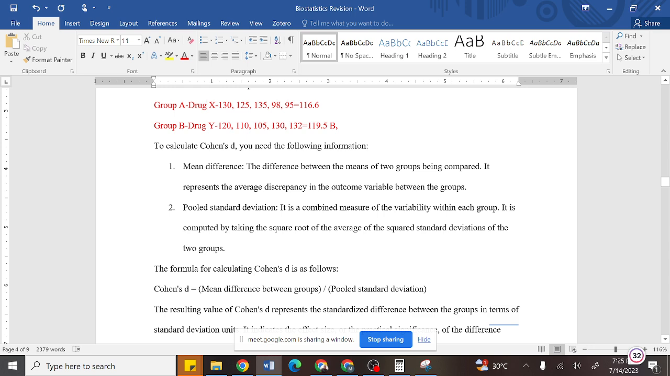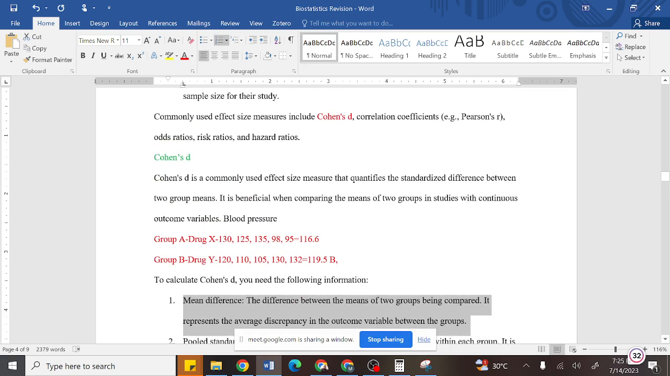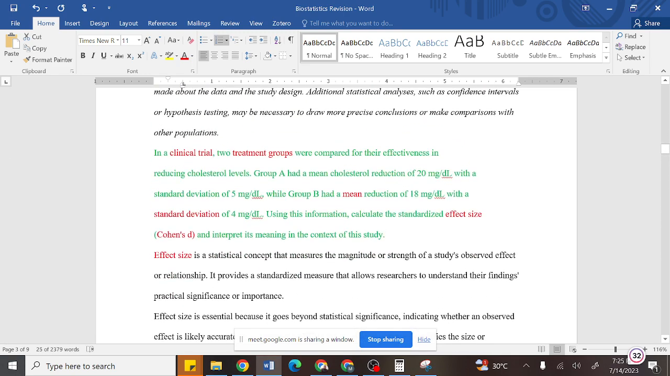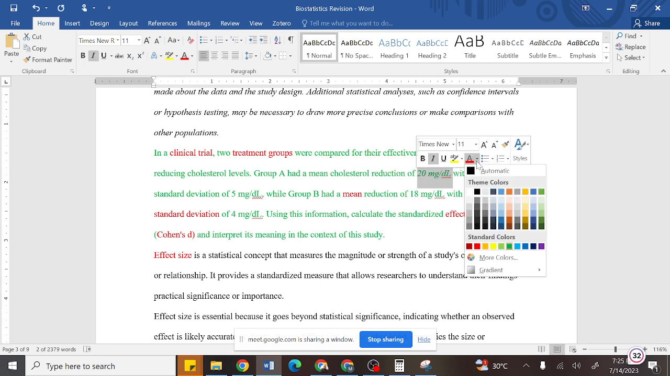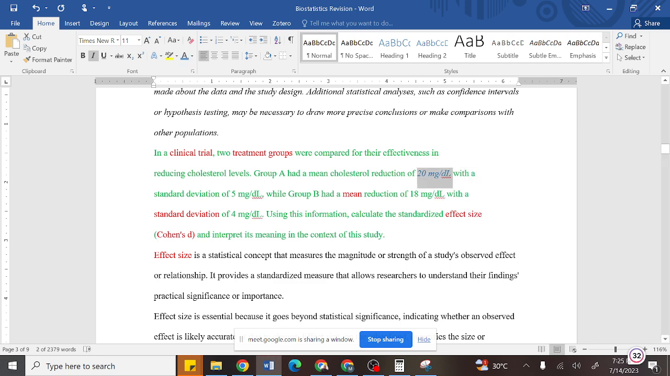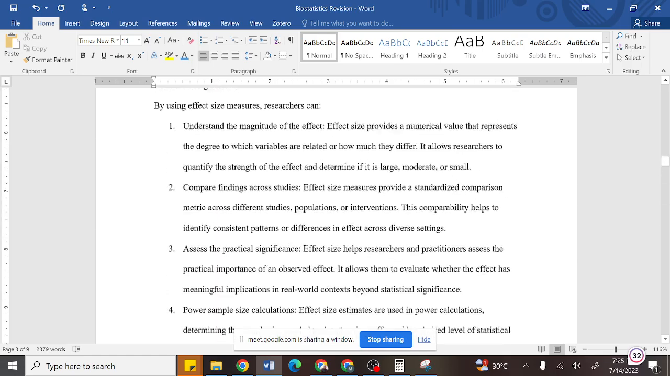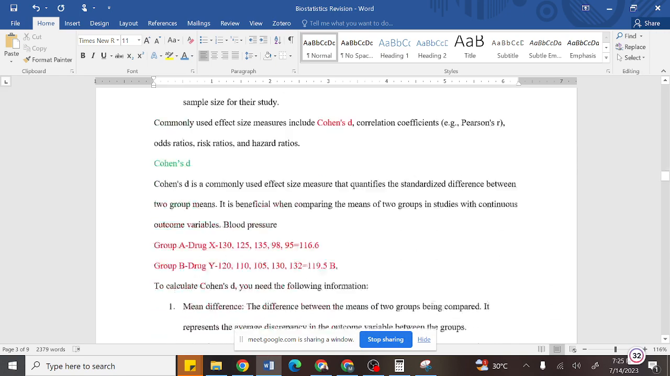So get the difference. So in our examination question, we have the mean of 20 for group A, and the mean reduction of 18 in group B. So that means you're going to subtract 20 minus 18. So that's the first step in calculating Cohen's d.